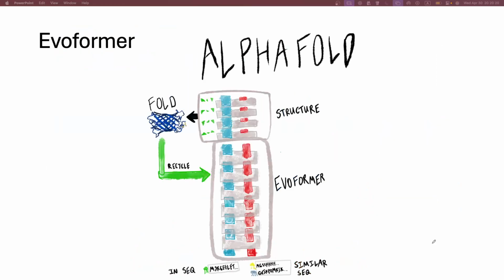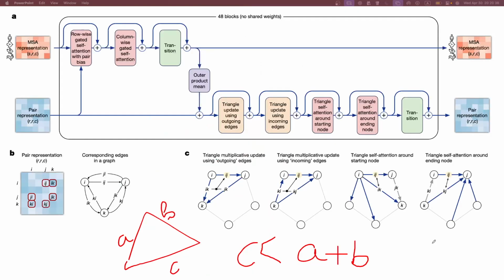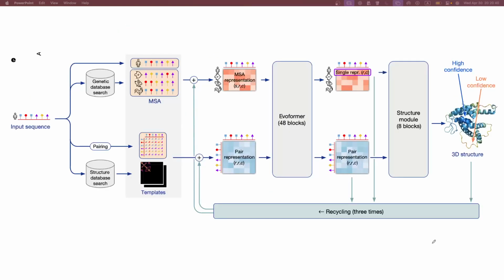And after that I found this really cool thing. After our Evoformer, it's going to run this 48 times, the structure module 8 times, and then recycle back to the Evoformer. And that's the cycle of AlphaFold 2. So the 48 blocks, it will run this 48 times, adjusting the pair representation and then the MSA representation.